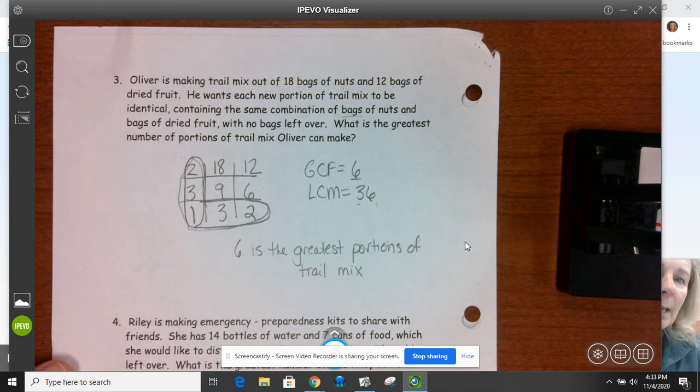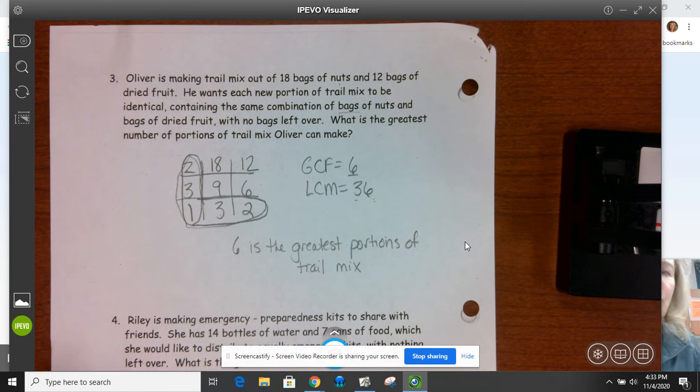So in conclusion, when you solve these problems, you're going to find the greatest common factor and least common multiple for both numbers, and decide which answer makes sense to solve the problem.